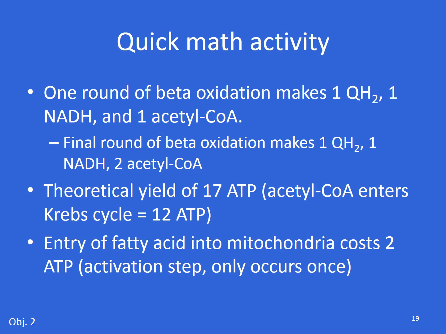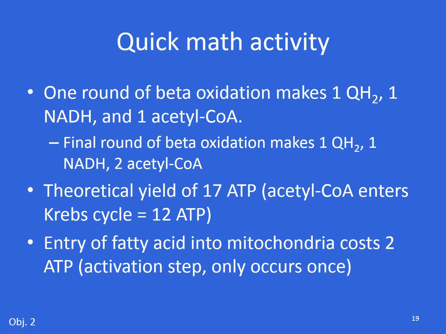Let's try doing this ourselves. So 1 round of beta oxidation makes 1 QH2, 1 NADH, and 1 acetyl-CoA. And the final round, the last chop of beta oxidation, makes 1 QH2, 1 NADH, and 2 molecules of acetyl-CoA, because we don't have to chop it again if we're at that last one.